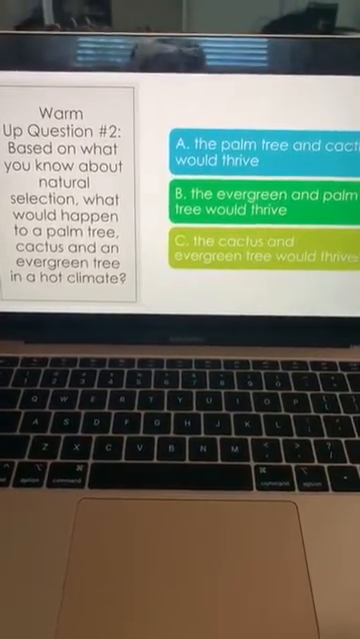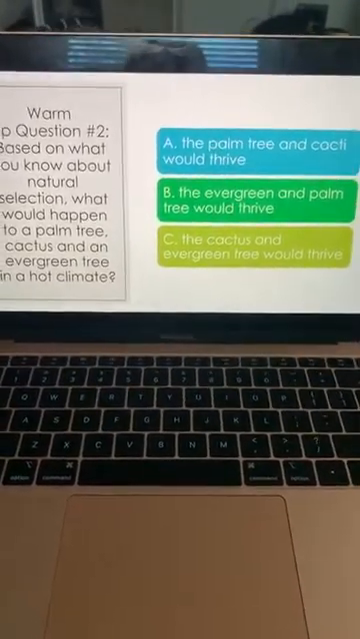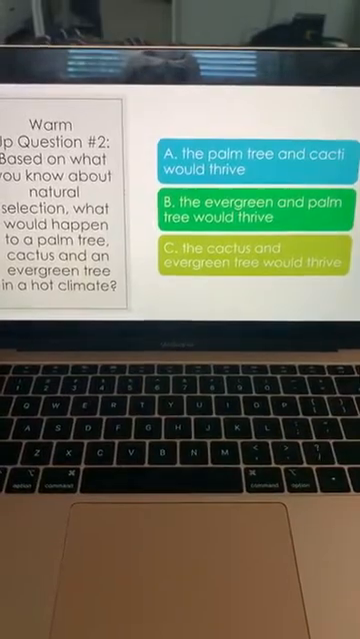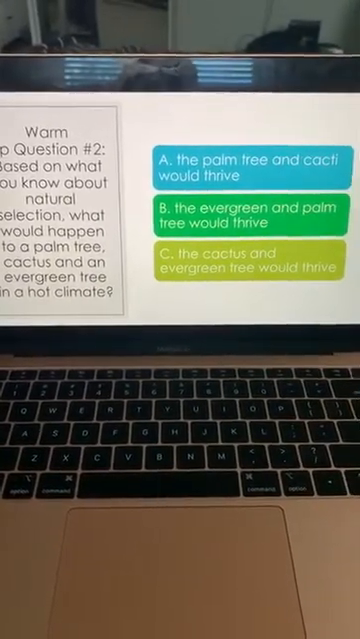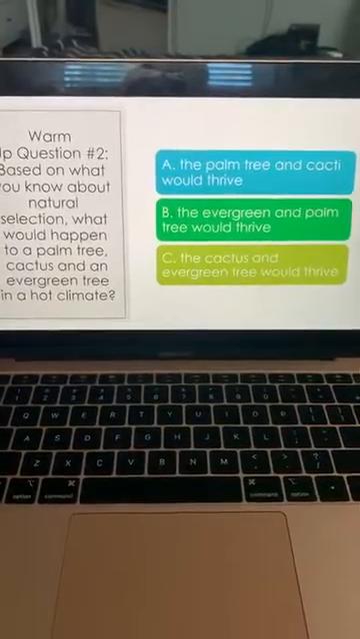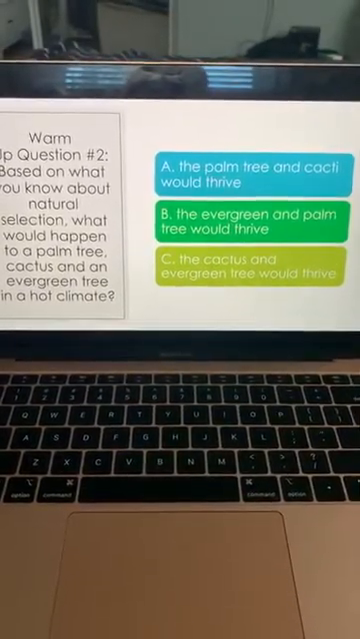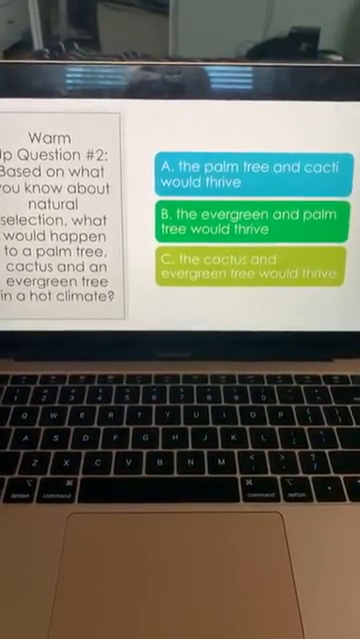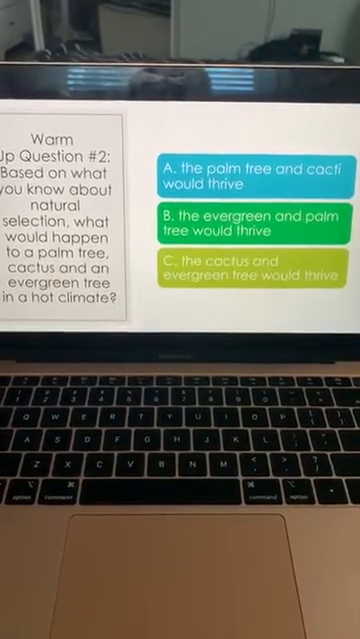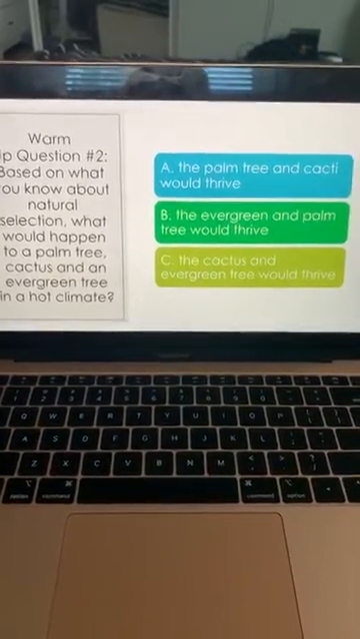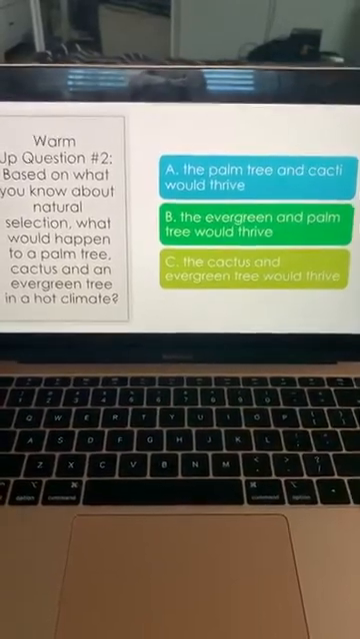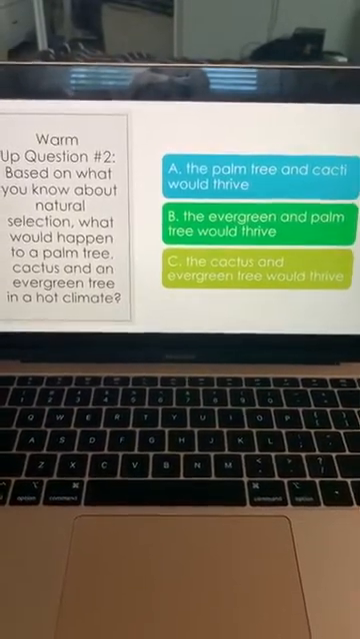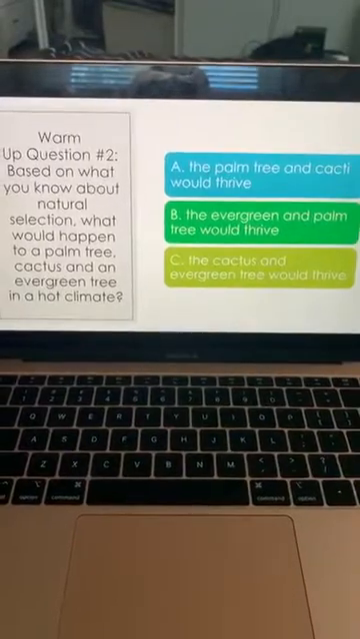Warm-up question 2. Based on what you know about natural selection, what would happen to a palm tree, cactus, and an evergreen tree in a hot climate? This one actually asks you to apply what you've learned. And for those of you all who need a reference, an evergreen is a Christmas tree.